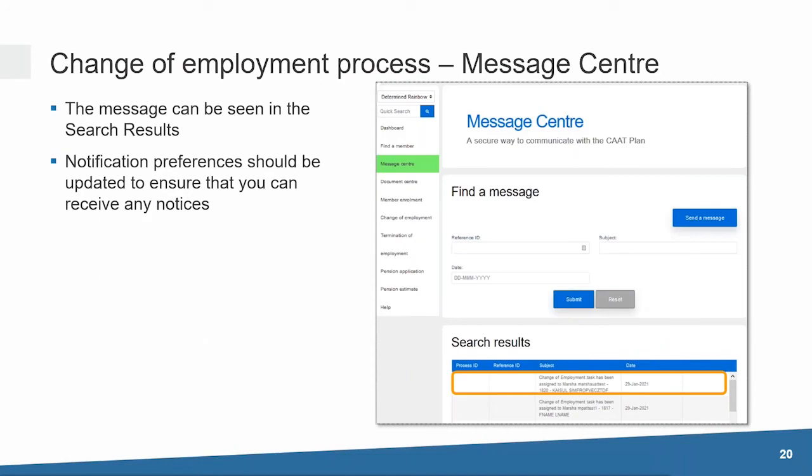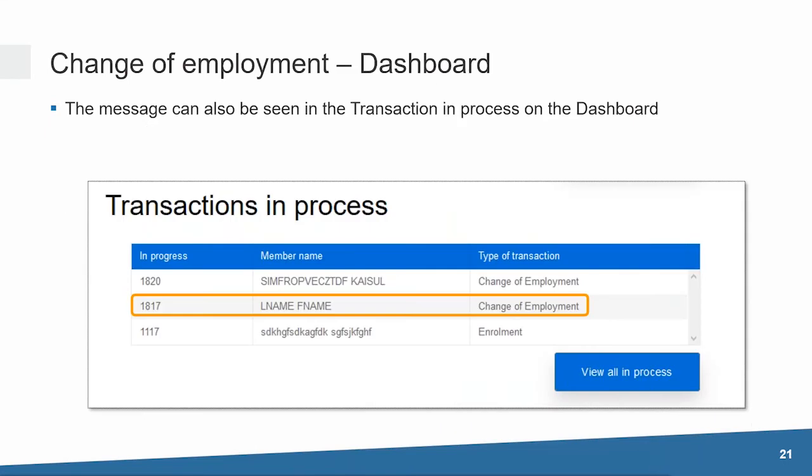Once a member of your team assigns a transaction to you, it will appear on your message center. The message can be seen in the search results box. Please note that for the time being, you will have to check your message center for assigned processes. Once our notification processes go live, notification preferences should be updated to ensure that you can receive all notices. The message can also be seen in the Transaction in Process section of the dashboard.